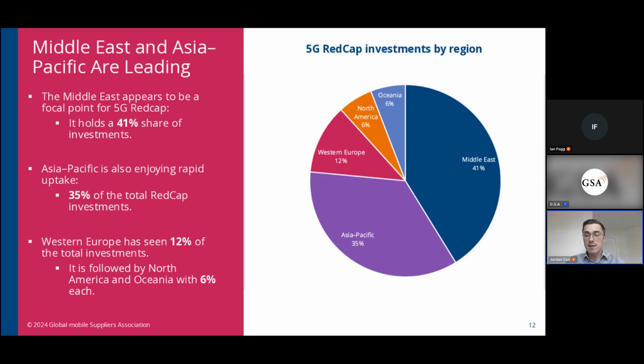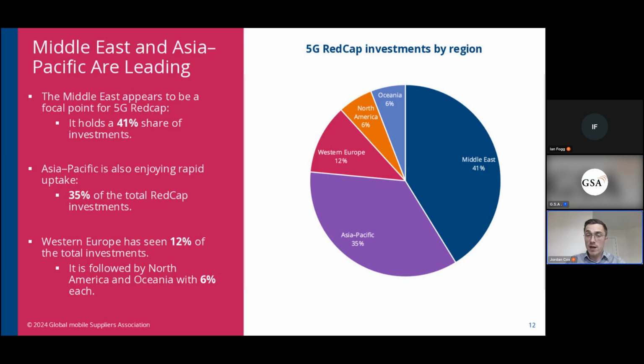Alongside the Middle East, Asia Pacific is seeing rapid adoption of 5G RedCap technology, with a 35% share of total global investments currently. The region also has 3 launches, with the 3 major operators in China, China Unicom, China Telecom, and China Mobile all having launched, as mentioned previously.